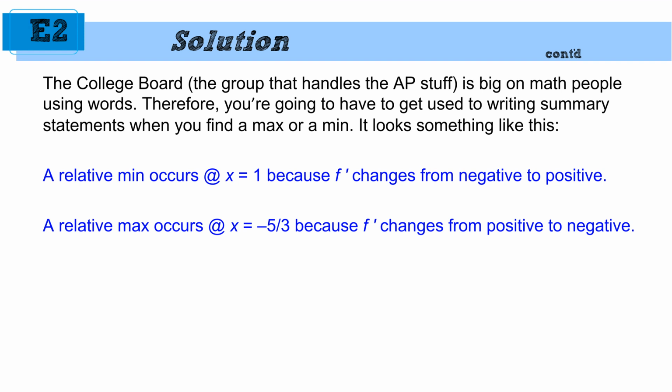Which again relates right back to your number line. There is another version of this that I'm not going to talk about yet. We'll get to it later. I just want you to make sure you understand this because, like I said, this relates back to the number line that you've already created. Relative max occurs at x equals negative 5/3 because f prime changes from positive to negative.